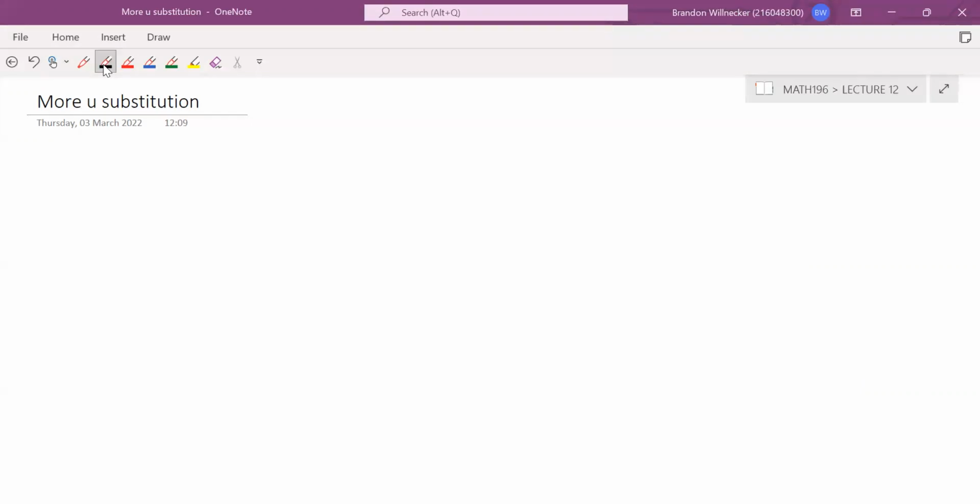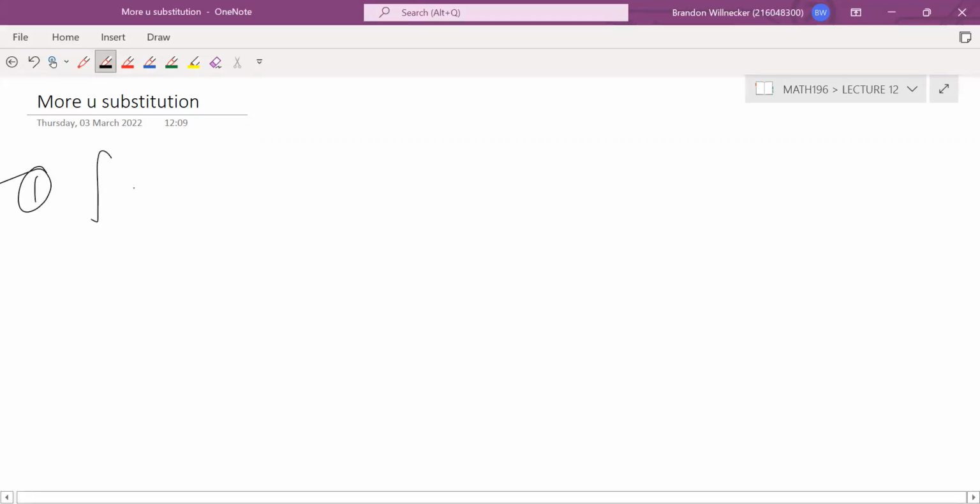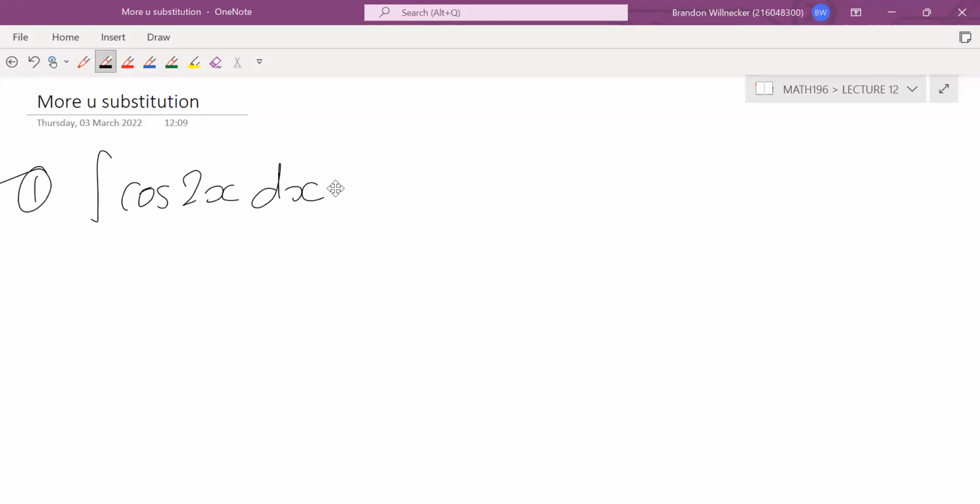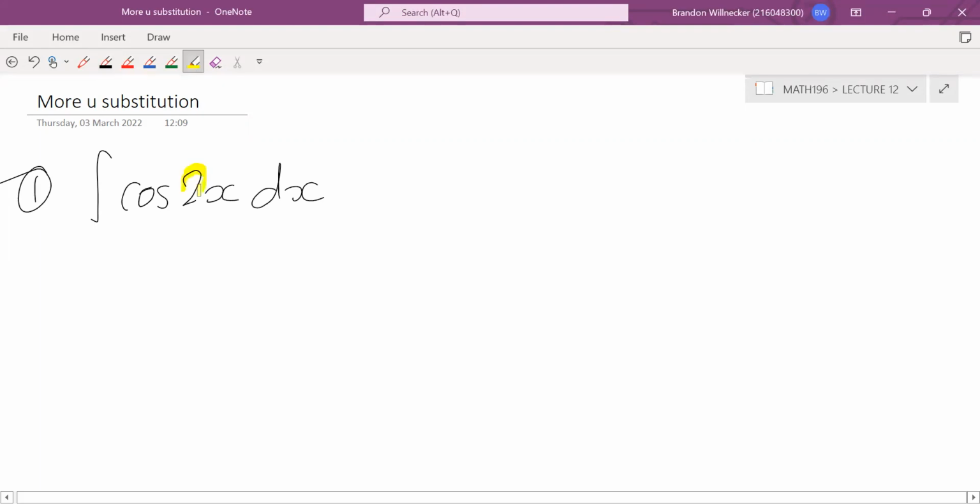We're going to start off with an easy one just to get into it, and then we'll move on to the more difficult ones. So number 1, we have the integral of cos 2x dx. Like I mentioned before, if this was just cos of x, then that would be easy to integrate. We know how to do that. But here we've got a problem because it's cos of 2x. We don't know how to integrate cos of 2x.